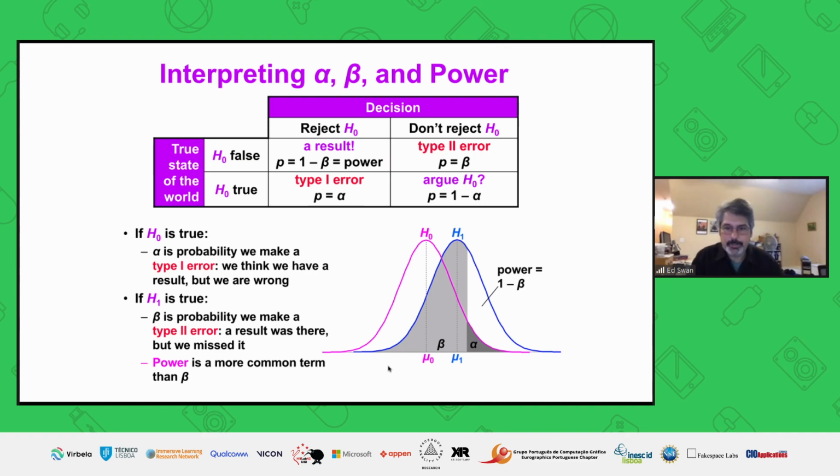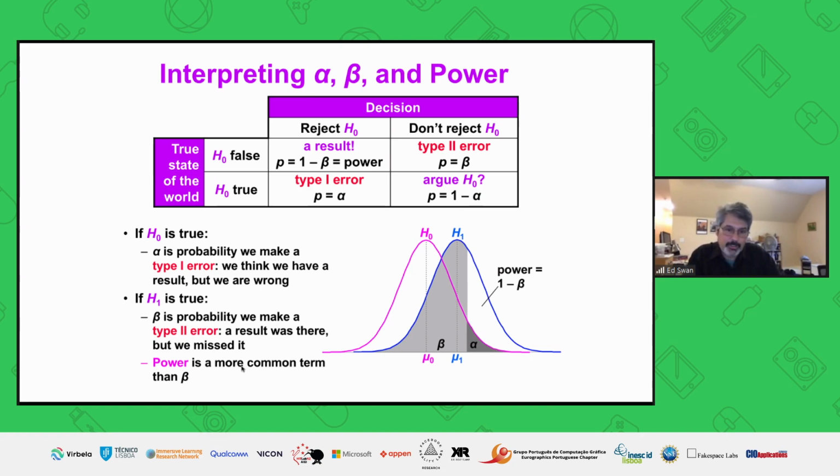If H1 is true, our sample is coming from this distribution. Okay, but we don't know where this distribution is. We assumed the null was true as part of the sampling statistic. So this line here is still our decision point. But if H1 is the case, then this probability beta, that's the chance that we make a type 2 error. Because if the sample we draw is to the left of this line, we are going to assume that the null is true, and that'll be a mistake. So that's a type 2 error. A result was there, but we missed it.